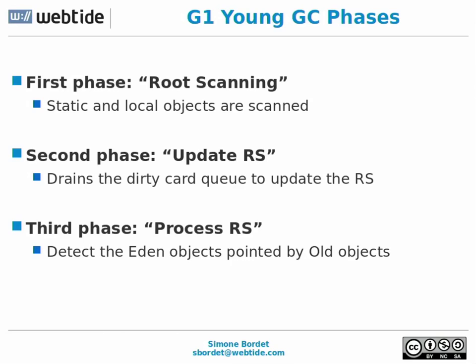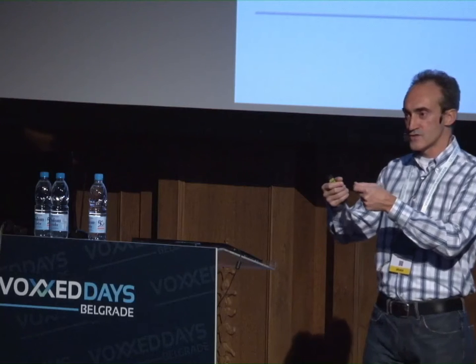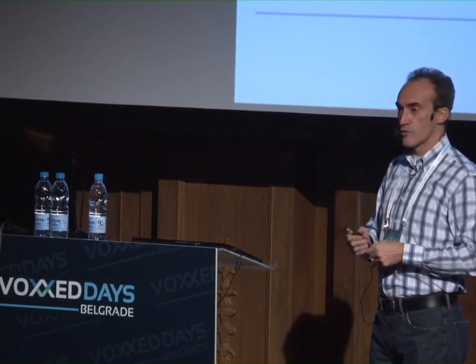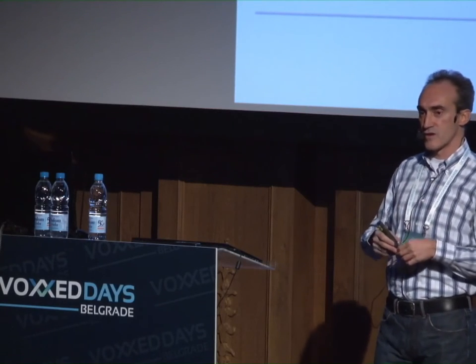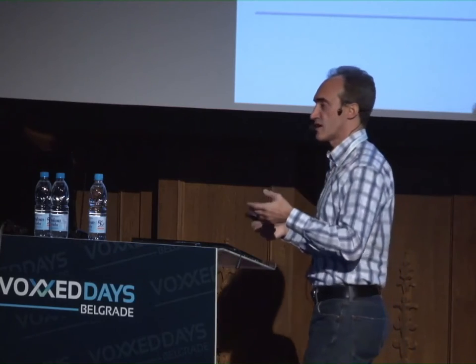The first phase is, of course, the root scanning. G1 has to understand what the external pointers to the heap are. This, for example, means a local variable that you have just allocated in your thread. If you have a local variable in your thread, that's an active variable. I cannot collect it. It's not garbage. It's a variable that I'm actually using. So that's a root. Or if you have a static field in a class, or pointers from the old generation to the young generation. So it starts collecting all the roots.